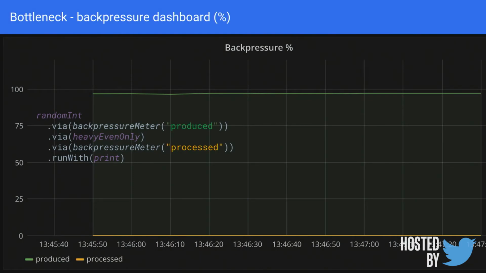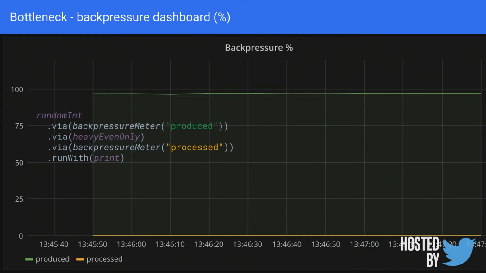So let's check the back pressure graph for a more interesting insight. This is what we would plot. Now we can clearly see that the produced checkpoint is now back pressuring, right? Almost 100%. Why? This is because it's got a very slow downstream that starves it of requests, right?